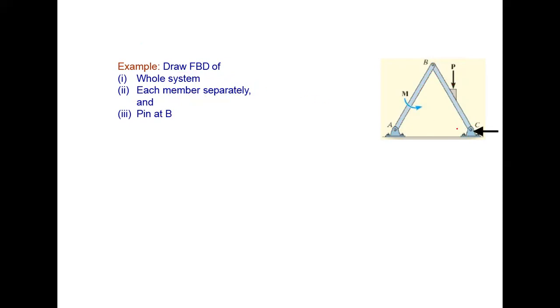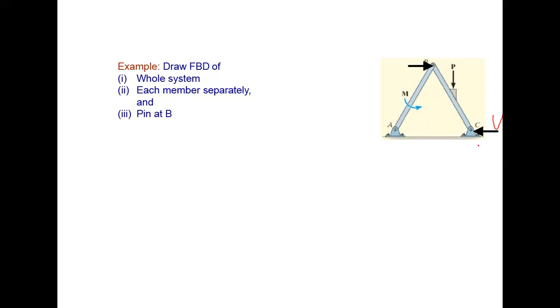Let's start with support C. So it is a pin support. That means we will get horizontal reaction and vertical reaction, isn't it? Clear? So here I have shown horizontal reaction. Next, let's show vertical reaction.